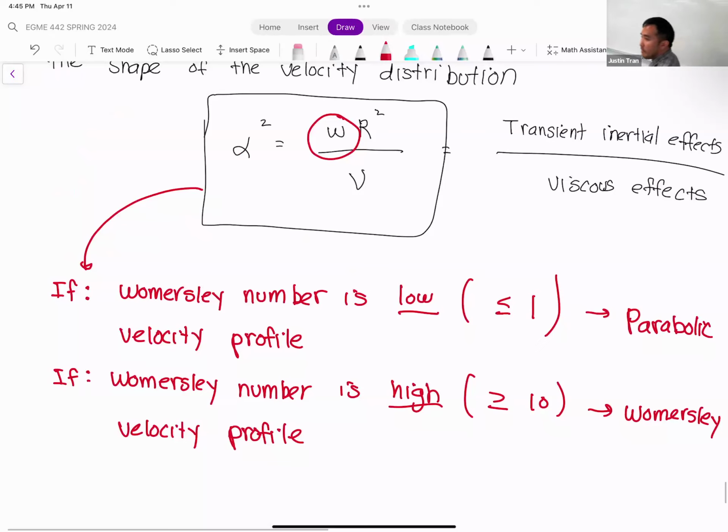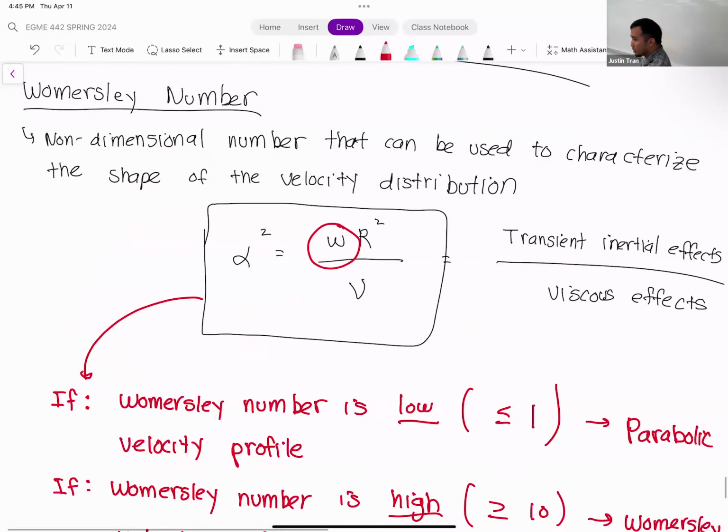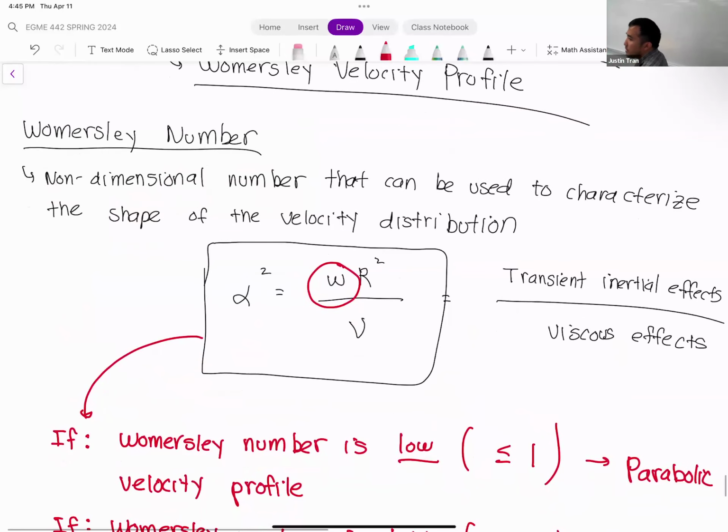What about any cases where it's between 1 and 10? Yeah. So of course I gave you the extremes here, 1 and 10, but there are definitely a lot of vessels where it's in between those two. And so you'll probably get something in between. So maybe not a full-on Womersley profile, but not a full-on parabola, something in between. It's a range between those two.